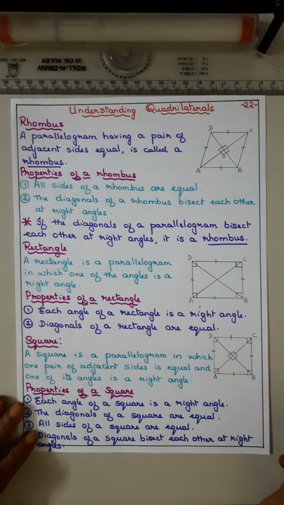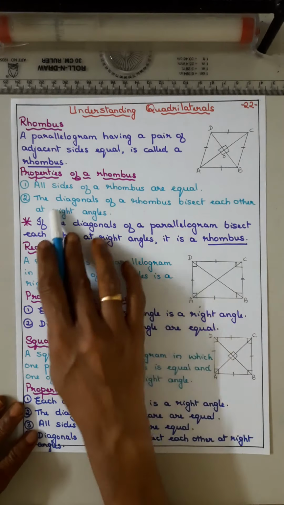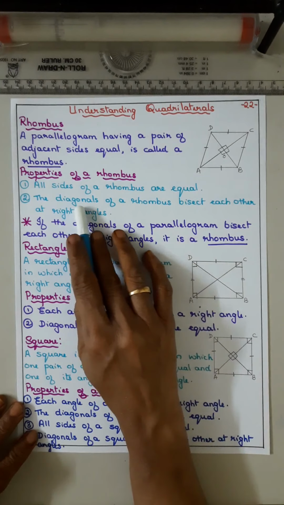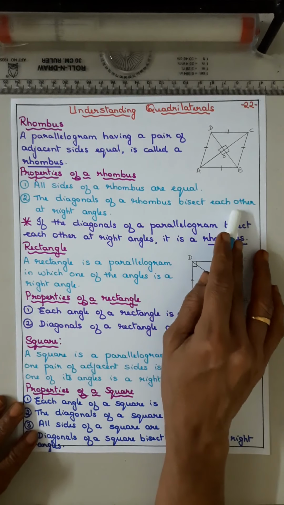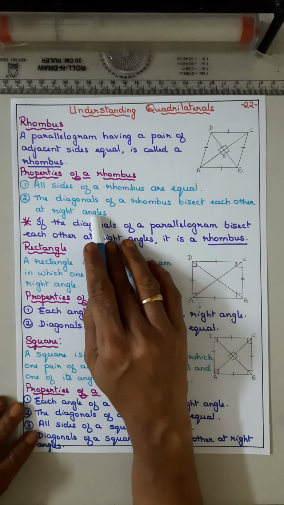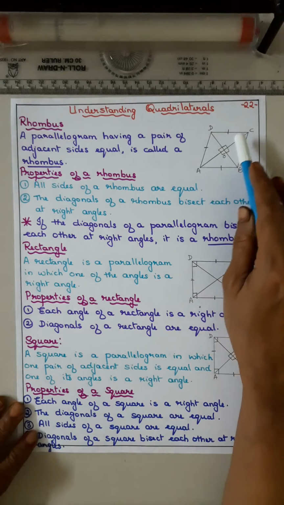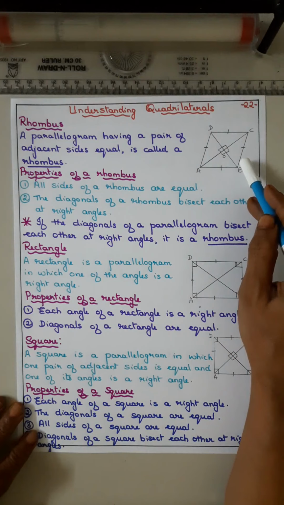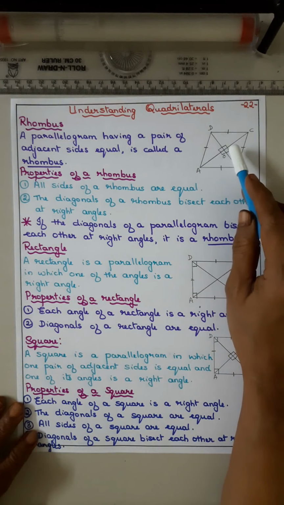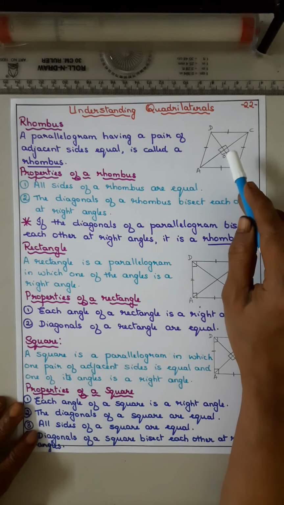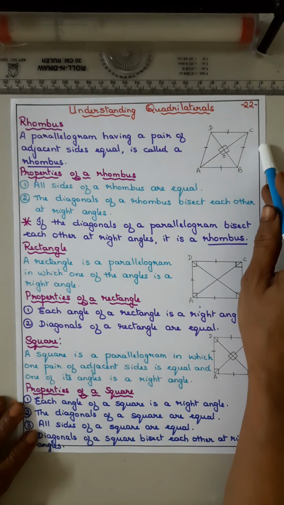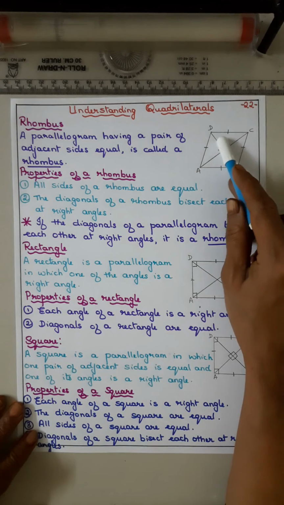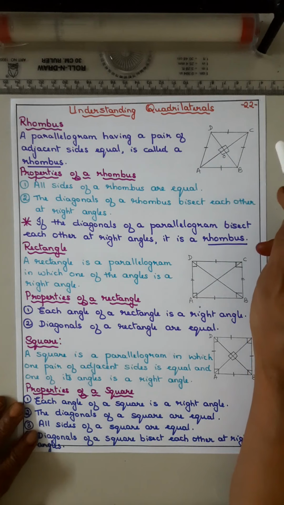Now coming to the properties of the rhombus. All sides of the rhombus are equal, just like a square. The diagonals of the rhombus bisect each other at right angles. So AC and BD are the diagonals. They bisect each other. They intersect at O. Bisect means two equal halves. They bisect each other at right angles. Means at O it is a right angle.